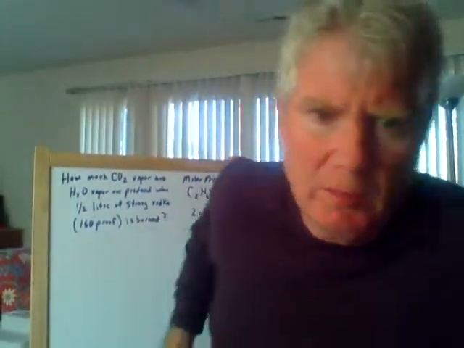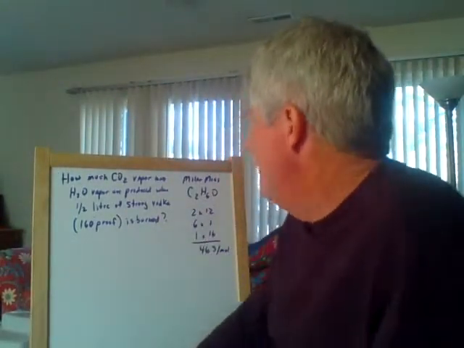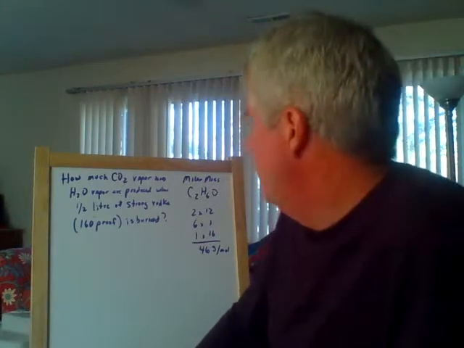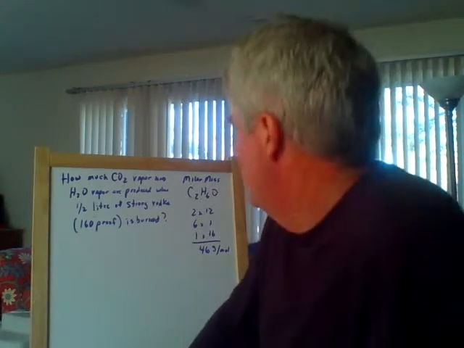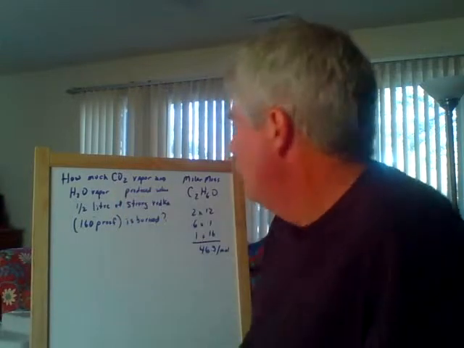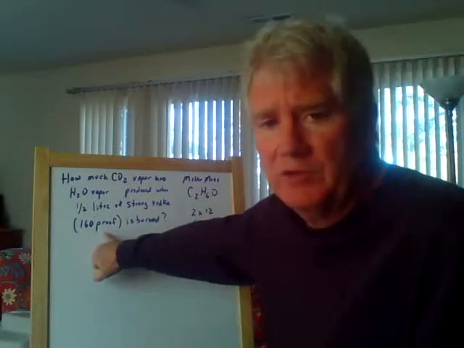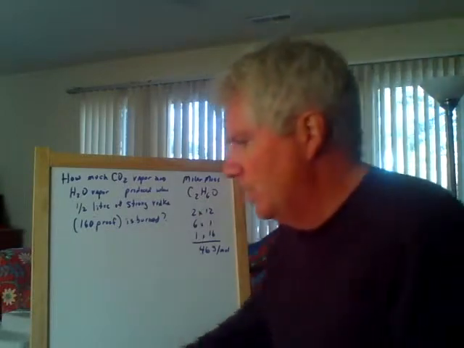Okay, so this is a follow-on to the previous quick discussion about molarity. And I pose a problem. The problem goes like this: how much carbon dioxide vapor and water vapor is produced when a half a liter of strong vodka, 160 proof, is burned?